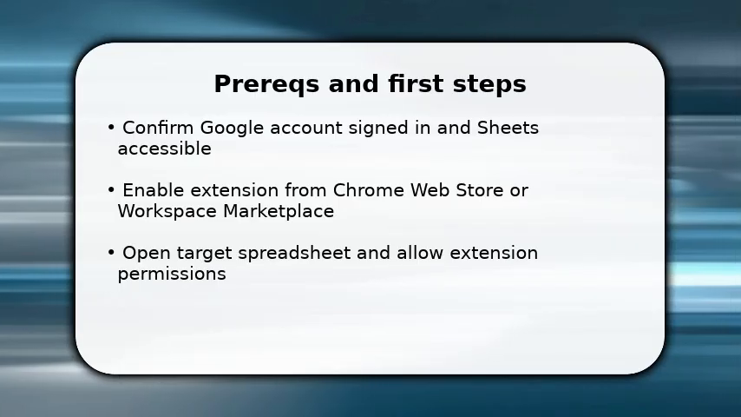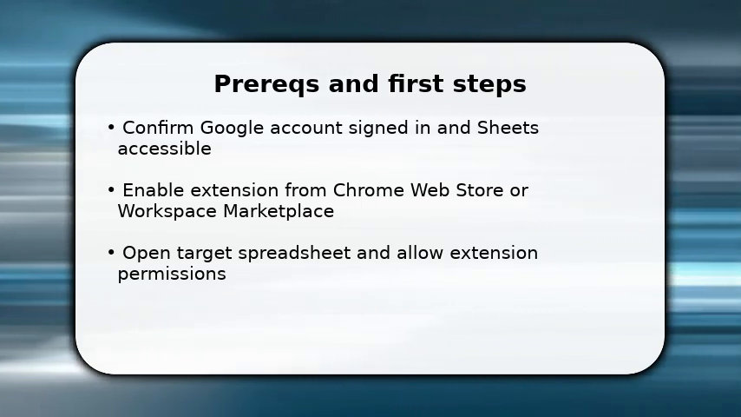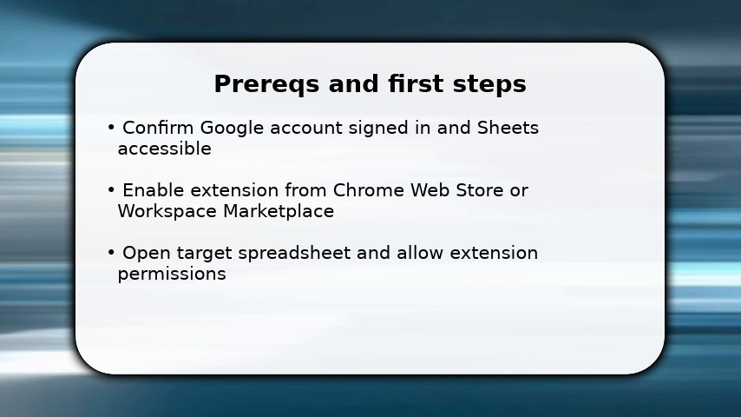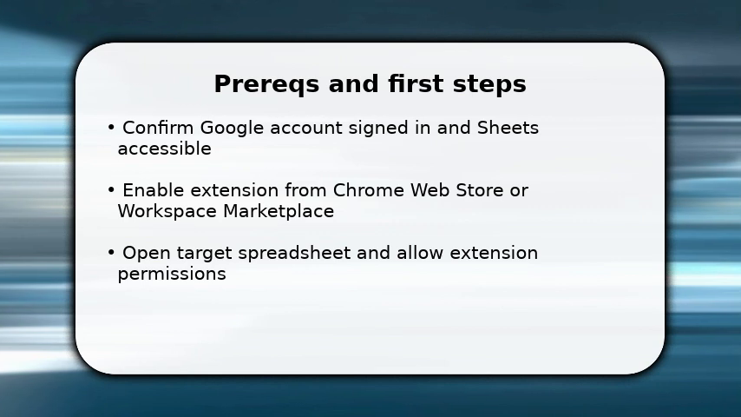You start by confirming your Google account and opening the specific spreadsheet you want to extend. Once signed in, install and enable the Google Sheets extension in Chrome or Workspace Marketplace and accept requested permissions when prompted. Next, reload the sheet and open the extension panel from the Add-ons or Extensions menu.